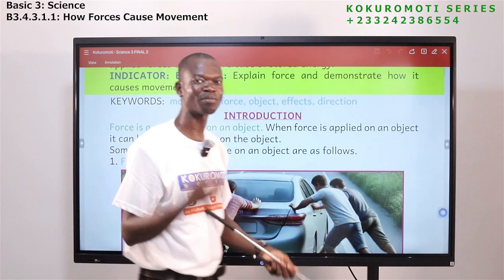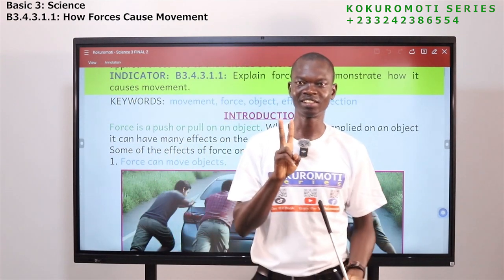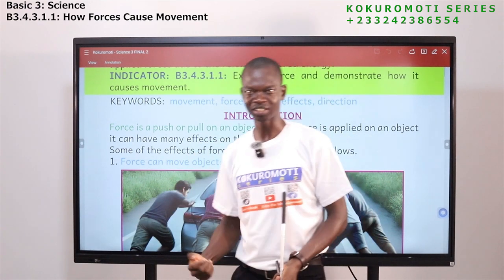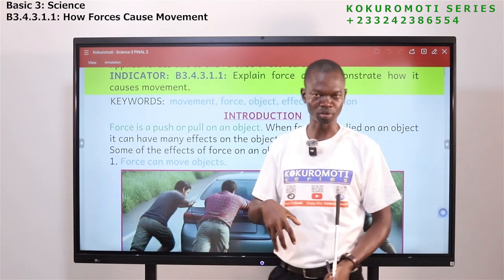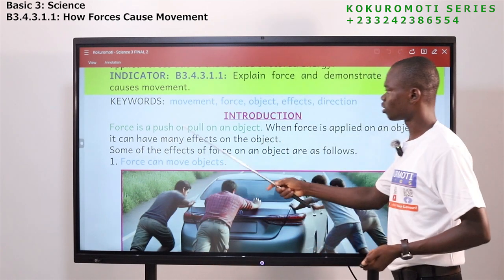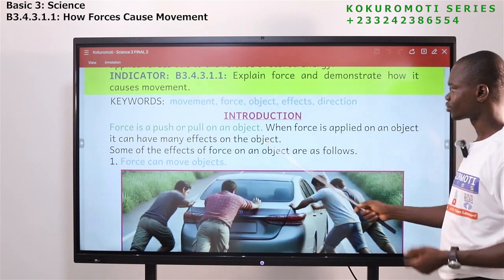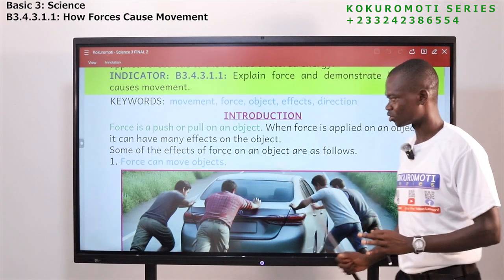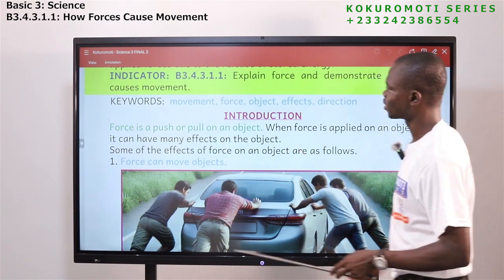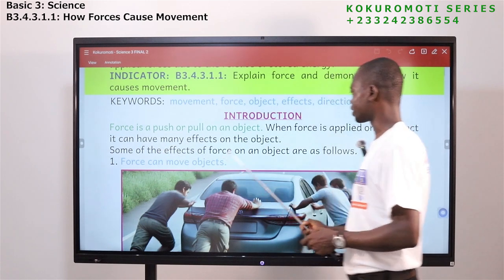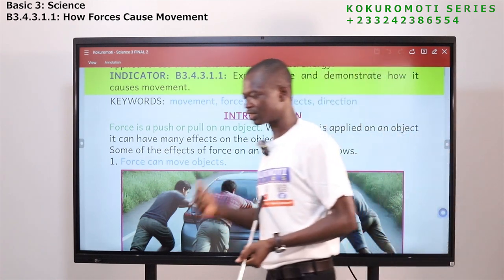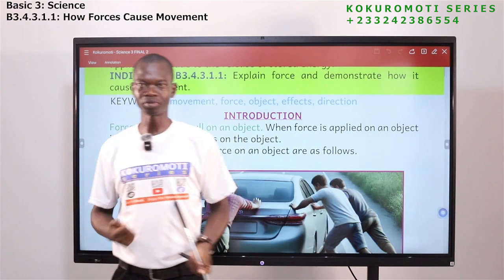Very good. So anytime you hear about force, there are two things: either we push or we pull. Force is a push or pull on an object. That is the meaning of force. When force is applied on an object, it can have many effects on the object. Whenever you apply force, you either push the thing or you pull the thing.